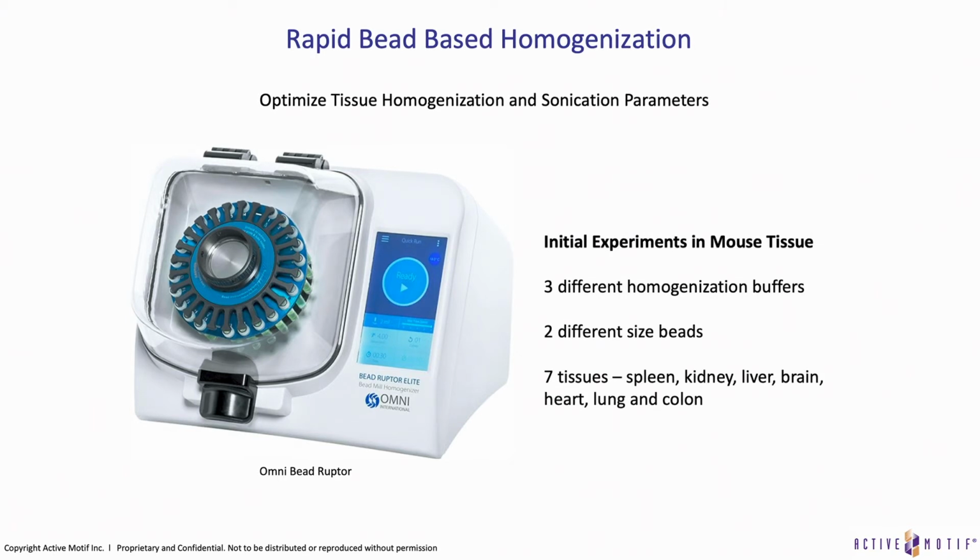So I tested the capabilities of 3 different homogenization buffers to homogenize this tissue, and 2 different bead sizes. I used a 2.4 millimeter and a 5 millimeter bead, which you'll see the data for in just a little bit. And I did this in 7 mouse tissues: spleen, kidney, liver, brain, heart, lung, and colon. For the sake of brevity today, I'm really just going to be zooming in on the data that's been generated from mouse spleen.